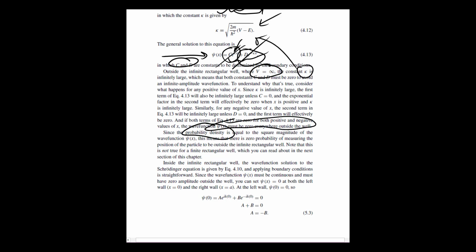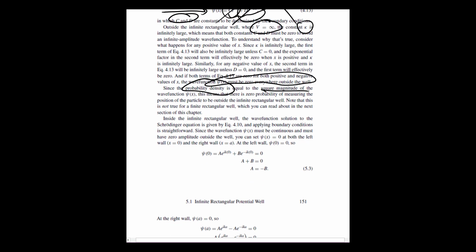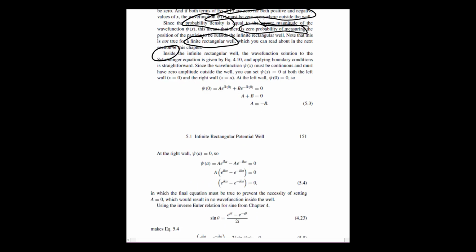And the probability density is equal to the square magnitude of the wave function. That means you have 0 probability of measuring the position of the particle to be outside the infinite rectangular well. In the next section, we're going to deal with a finite rectangular well, and that will not be true. But in this case of the infinite rectangular potential well, the probability density is 0 outside the well. Okay, let's go back to inside the well and see what happens at the boundaries. That is x equals 0 and x equals a.